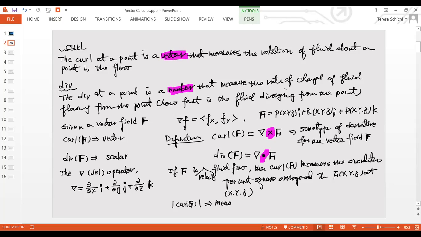This one here measures the speed of the circulation about the axis, all right? Okay, so that's basically it. So the curl is a vector, and the divergence is a number here. So this is basically what we cover here.